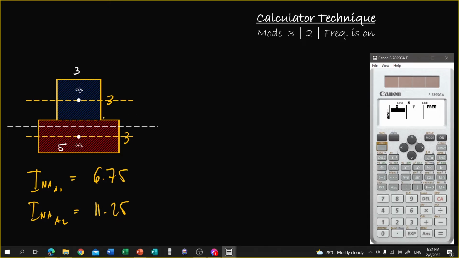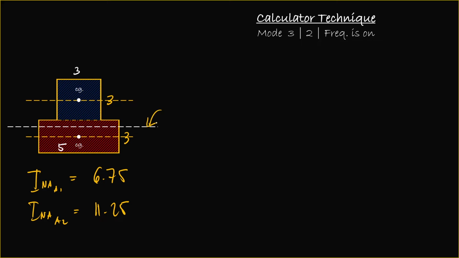What we will compute here is the moment of inertia with respect to the neutral axis. The neutral axis is along the x-axis, di ba? This is your neutral axis. This is the y-axis and this is the x-axis. It is along the x-axis, so we will focus on y.